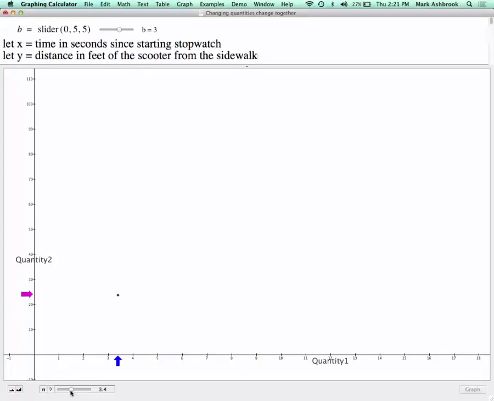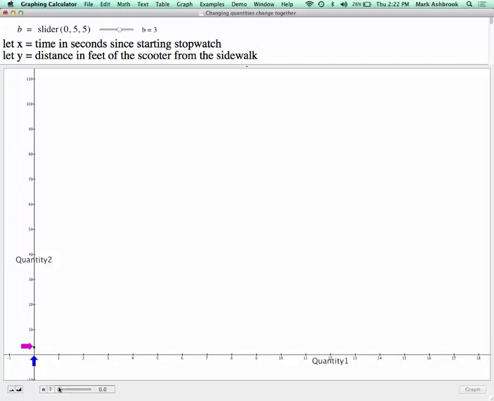And when I do that, I can pause time. I can say, here at 3.4 seconds, he is whatever, 22. Is that right? Yeah, 22 feet from the sidewalk, and that point represents that, right? That point right there represents that at 3.4 seconds he is about 23 feet from the sidewalk. Then we let time go by, and we get another point. At 5.2 seconds, he's almost 50 feet from the sidewalk. Moving pretty fast.